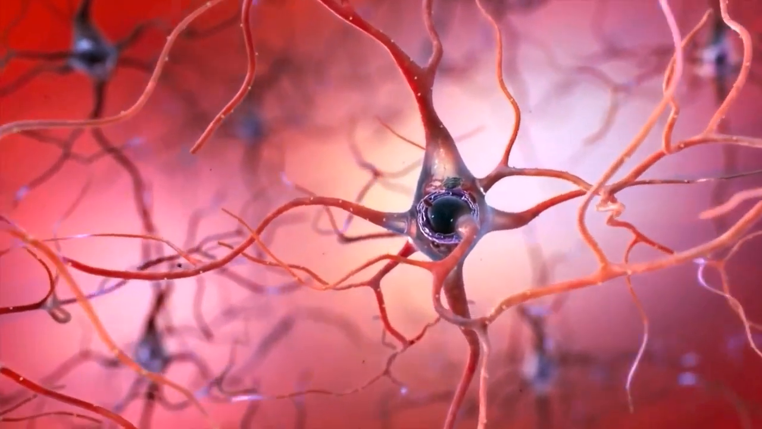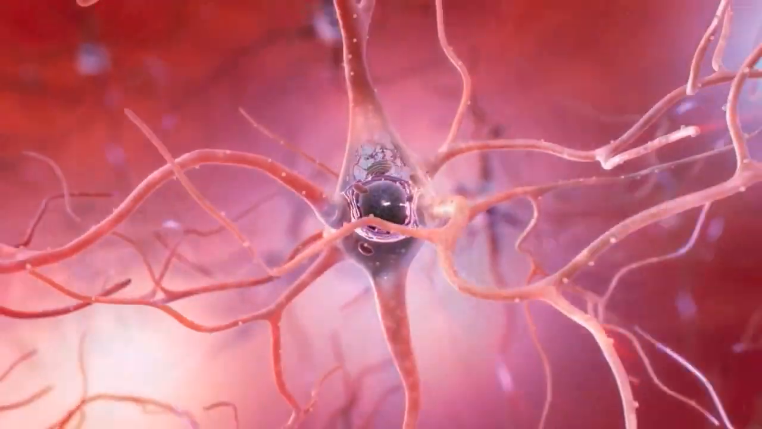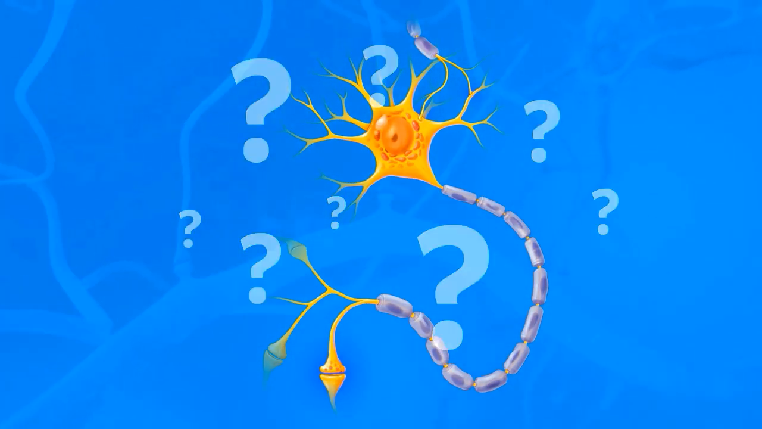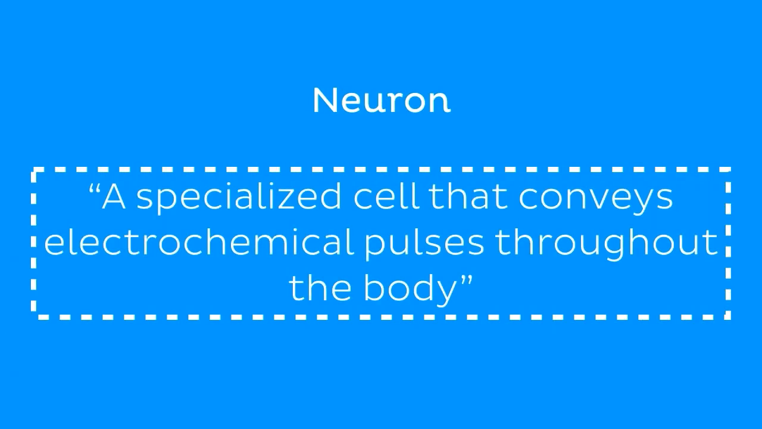In this video, we'll be looking at neurons at a microscopic level and identifying the tiny components that make up these cells. Firstly, what is a neuron? A neuron, or a nerve cell, is a specialized cell that conveys electrochemical pulses throughout the body. They can carry information in one of two directions.